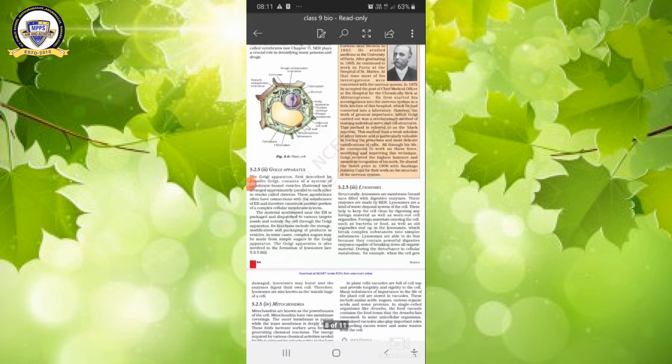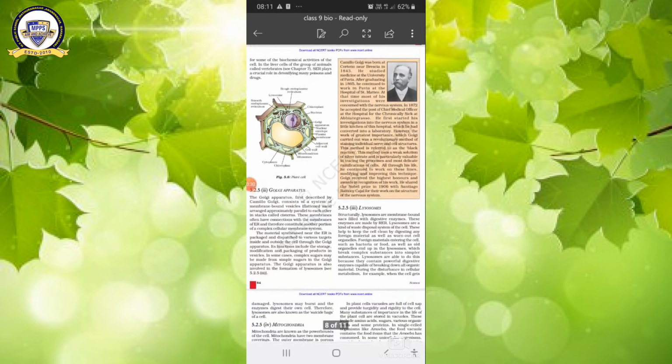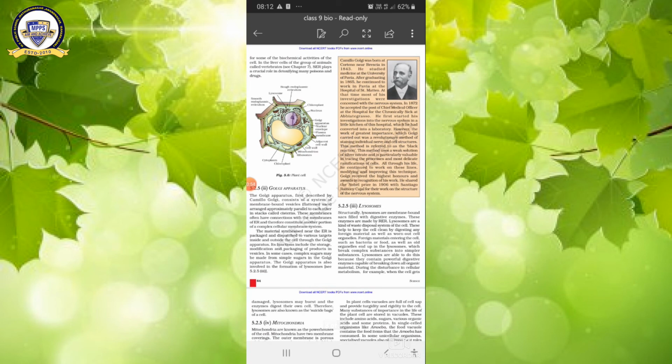Next, the important cell organelle we are going to discuss is the Golgi apparatus. The Golgi apparatus, first described by Camillo Golgi, consists of a system of membrane-bound vesicles, flattened sacs, arranged approximately parallel to each other in stacks called cisternae. These membranes often have connections with the membranes of the endoplasmic reticulum and therefore constitute another portion of a complex cellular membrane system.